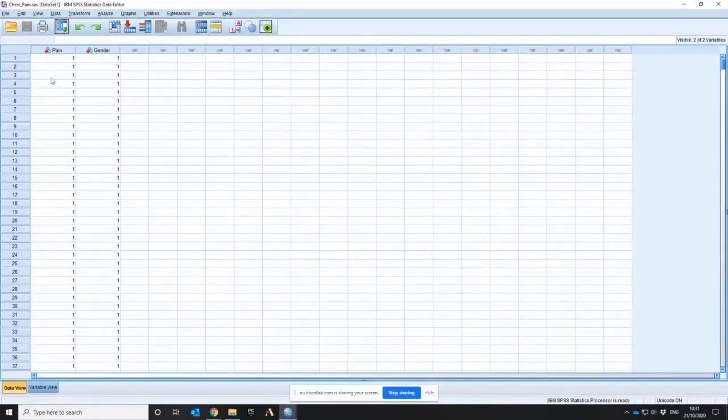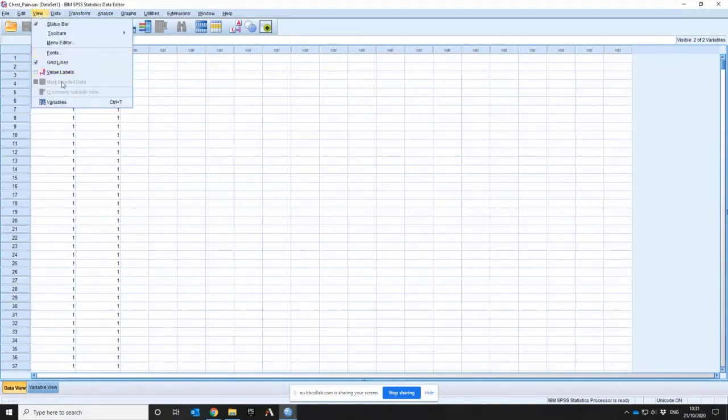I've got something that says here pain, and I've got something that says here gender. So is this quantitative or qualitative data? It's 100% qualitative. It's not quantitative at all. There's no continuous numerical scale. If you look here at the top, you can see pain is nominal. Gender is nominal. They're represented by 1s and 0s and 2s because they've been coded.